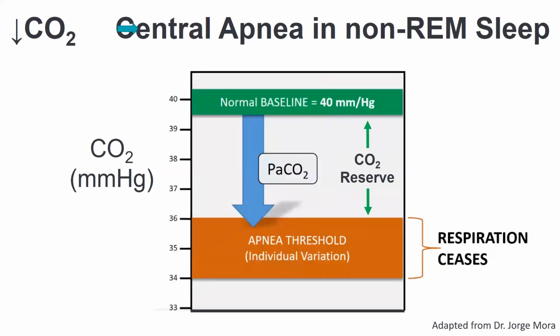We illustrate that here as we look at the drop in CO2 that is required in order to lower the CO2 from a normal baseline level down below the apnea threshold. And that drop in CO2, as we've mentioned, is really related to the CO2 reserve, the buffer, if you will, that prevents us from stopping breathing altogether. But if the ventilatory overshoot is great enough, we blow down our PCO2 enough so as to cross below the apnea threshold and transiently stop breathing. It's there that respiration ceases and we develop a central apneic episode.